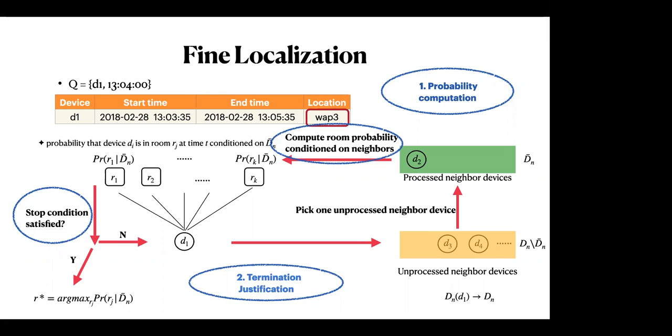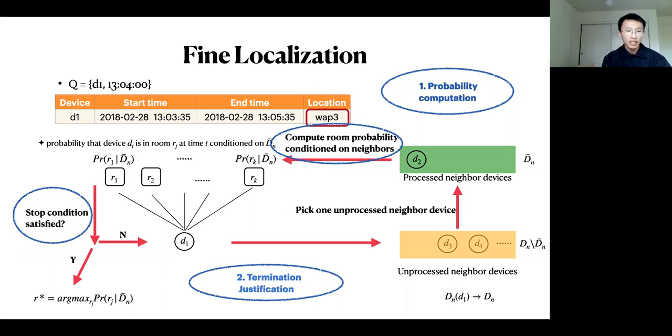So, Yiming, there is one assumption being made at this step, that D1 is only connected to one Wi-Fi access point, right? Yes, because the data we use is the Wi-Fi connectivity log. So at one time instance, a device can only connect to one specific Wi-Fi AP.